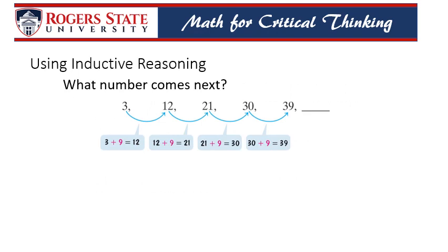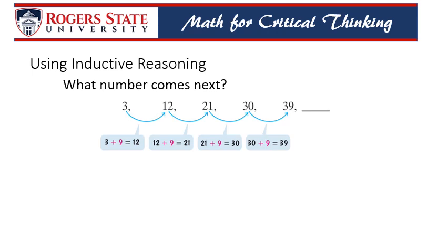So let's try inductive reasoning. Let's look at this one. 3, 12, 21, 30, 39. Now, what's the number that comes next? Let's look at this. 12 minus 3 is 9. 21 minus 12 is 9. 30 minus 21 is 9. 39 minus 30 is 9. So after 39, the next number is going to be whatever 9 plus 39 is.